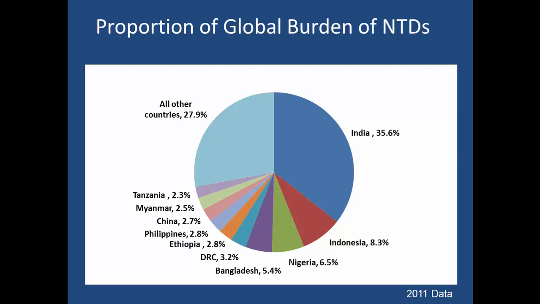Do you focus on India specifically and say, well, if we treat India, we can reduce NTDs by 35%? Also be aware that India only has lymphatic filariasis and soil-transmitted helminths. So if you're just focusing on India specifically, you're not going to be treating for the schisto, you're not going to be treating for the trachoma as much, and so on.